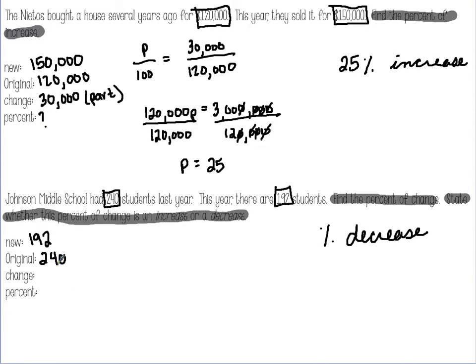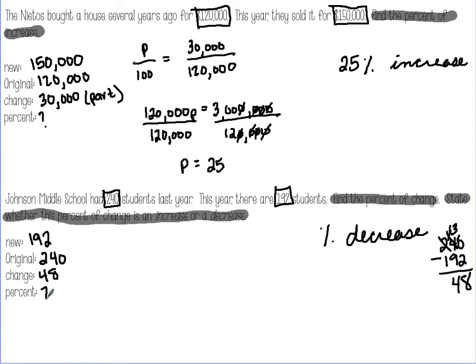So we have to find the change, and when I do 240 minus 192, I get 48. Okay, so again, I can double check my work. 240 minus 192. 10 minus 2 is 8. 13 minus 9 is 4, so I get 48.